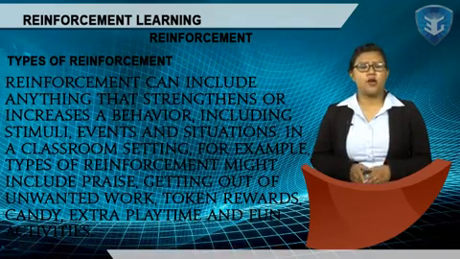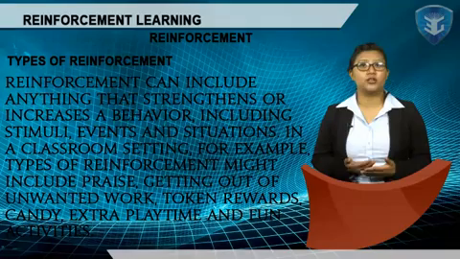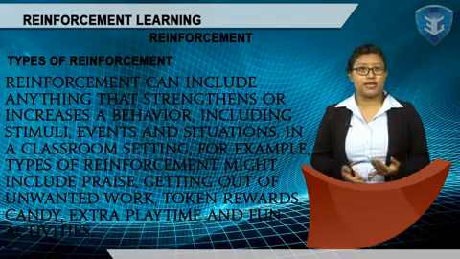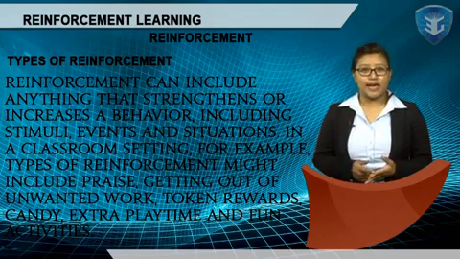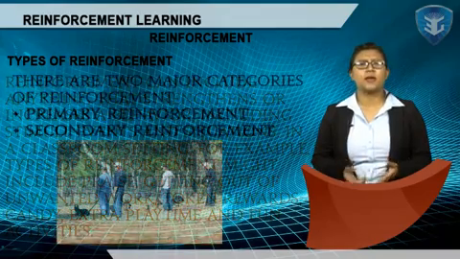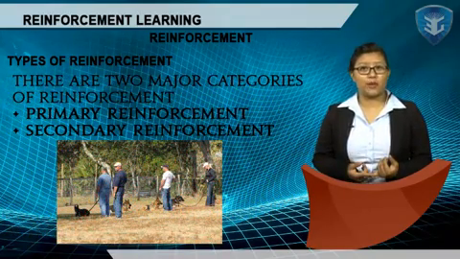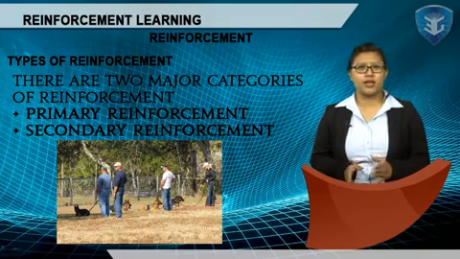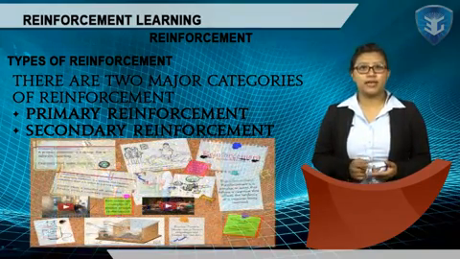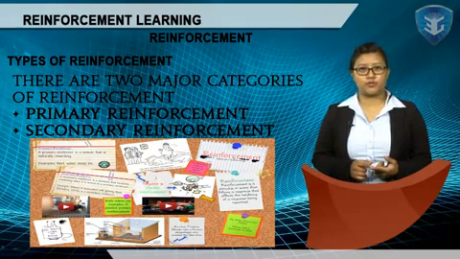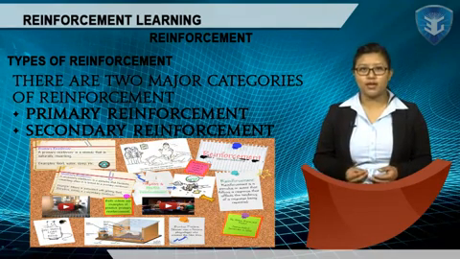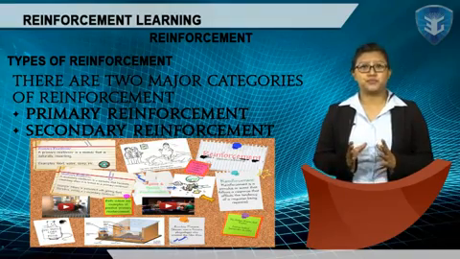Types of reinforcement. Reinforcement can include anything that strengthens or increases a behavior, including stimuli, events, and situations. In a classroom setting, for example, types of reinforcement might include praise, getting out of unwanted work, token rewards, candy, extra playtime, and fun activities. There are two major categories of reinforcement. Primary reinforcement, sometimes referred to as unconditional reinforcement, occurs naturally and does not require learning in order to work. Secondary reinforcement, also known as conditioned reinforcement, involves stimuli that have become rewarding by being paired with another reinforcing stimulus.